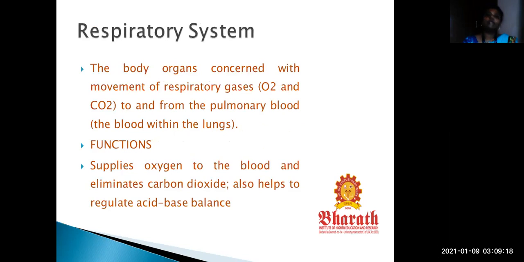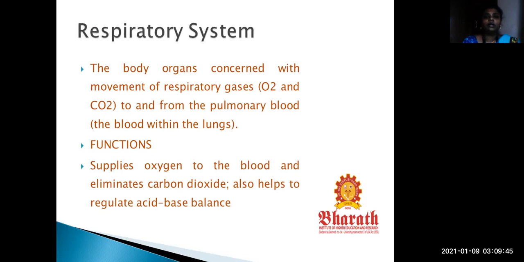Then we'll move on to the respiratory system. It is a common thing actually. It is the body organs concerned with the movement of respiratory gases, like oxygen and carbon dioxide. Both these two gases are mainly involved in the respiratory system, right? So the body organs are concerned with the movement of respiratory gases to and from the pulmonary blood. This is the definition.